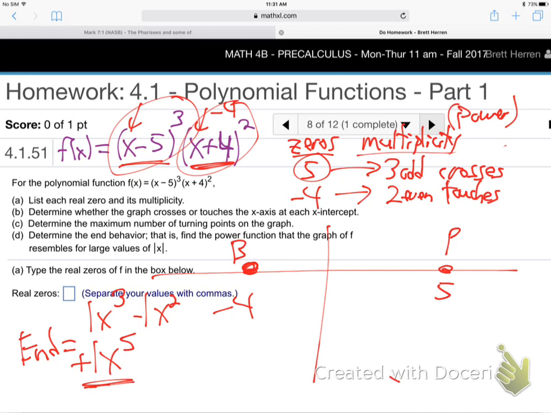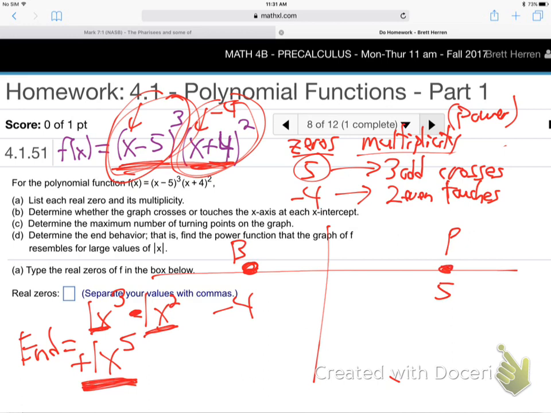So if you FOILed this all the way out, the very front term would be positive 1x to the 5th. Everybody see how I got that? Because this part would be 1x cubed times this part would be 1x squared. Multiply those together, 1x to the 5th. That's the most powerful term. The other stuff is smaller. So he will take over in the end.